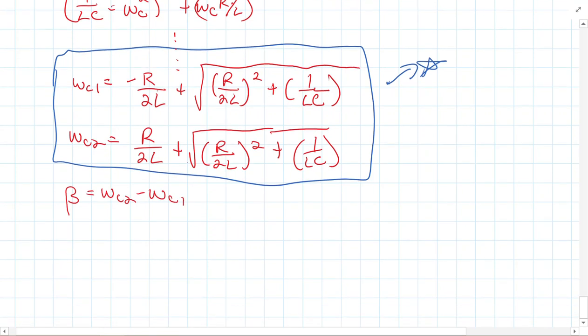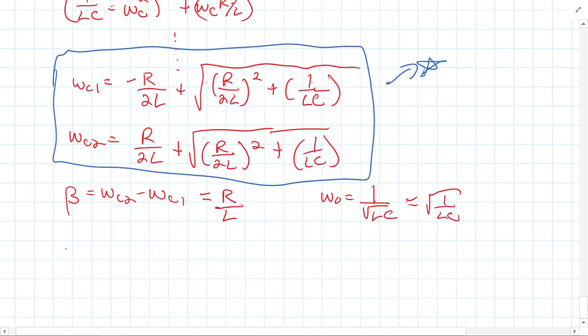Now, let's just think about subtracting these two equations. Well, these square roots are just going to disappear, and you're going to wind up with r over 2L minus a negative r over 2L. So this just actually becomes r over L. Well, that's convenient. And so let's remember, we also have omega naught being 1 over the square root of LC, or the square root of 1 over LC. Doesn't matter which way you write it. Right? We've got that.